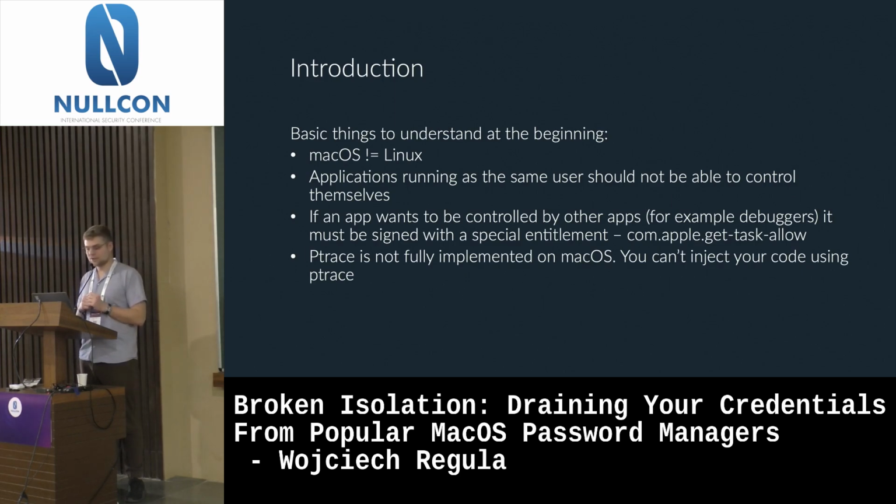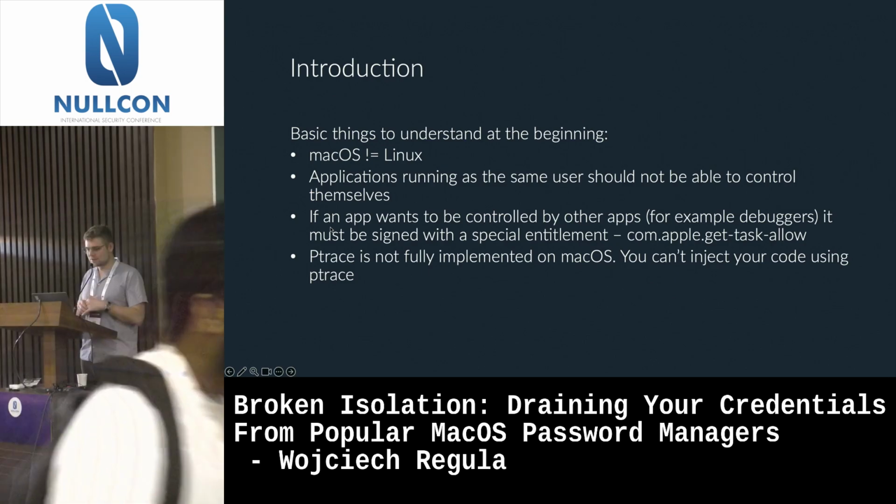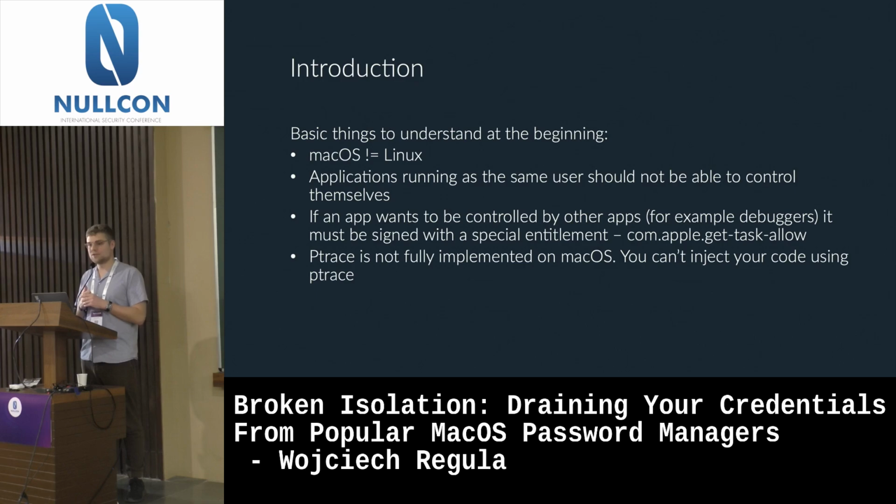macOS is totally not a Linux. And the biggest assumption here is that applications running with the same user ID should not be able to control each other. That's the opposite of what we have on Unix, right? For example, on Linux, if we have the same permissions, like we work as the same user as the application we want to control, we usually are able to control it, right? If an app wants to be controlled by other apps, like for example debuggers, it must be signed with a special entitlement, which is get-task-allow. So our application must deliberately say, I want to be controlled, I want to be debugged.